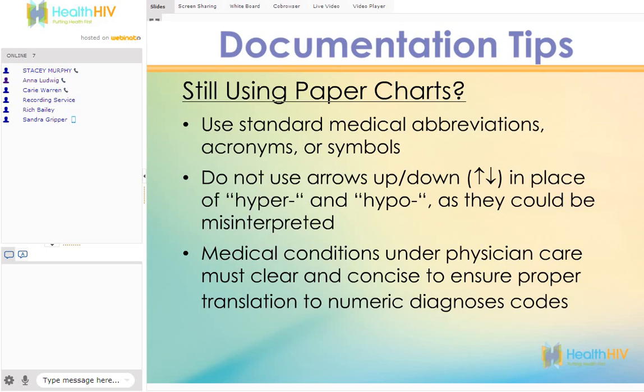So if you're still using paper charts, try to stay away from the use of the up and down arrows because those can be misinterpreted. Instead, you want to utilize hyper or hypo, if that's what you mean, instead of the up and down arrows.